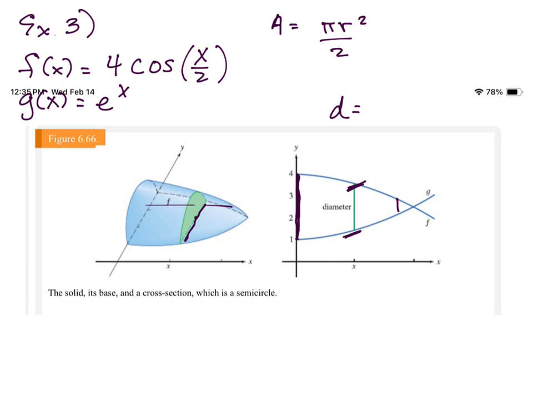Close. Look, F is on top. It's confusing because of how they wrote it right here. F is on top. So this top function is F, and the bottom function is G. The distance between F and G is the diameter. So the diameter will be found by doing F minus G.